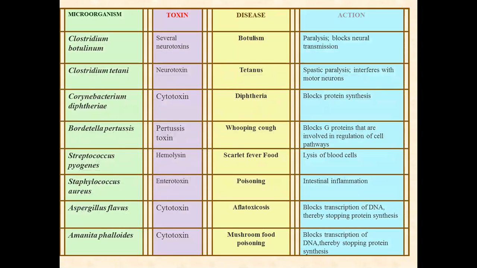And here you see examples of the most important exotoxins. You see the names of the bacteria producing them and the type of action of these toxins, some of them neurotoxins, others cytotoxins or enterotoxins. And this is the disease caused mostly by the action of the toxin, not the bacteria, and the mode of action of these toxins.